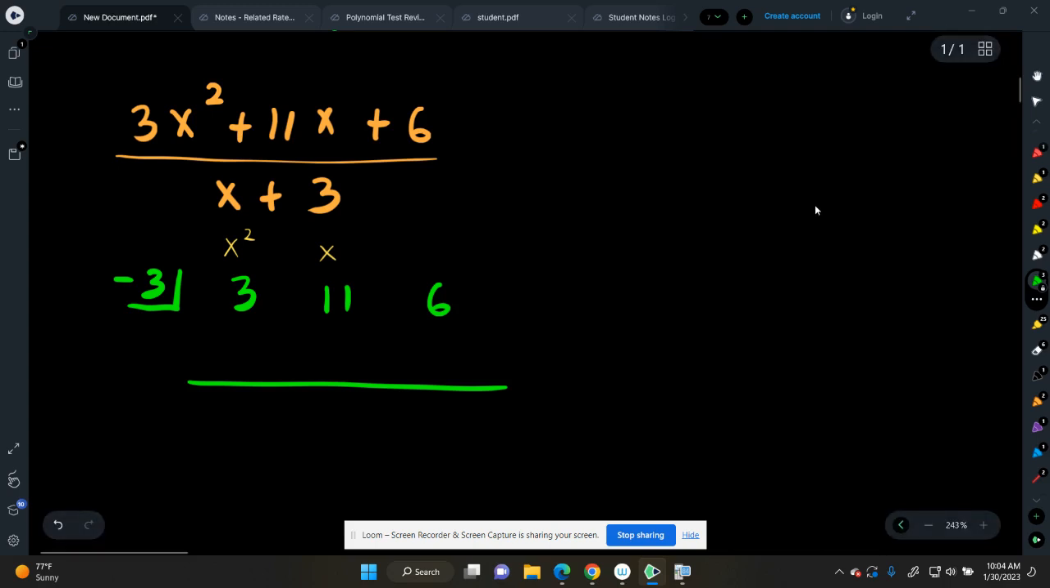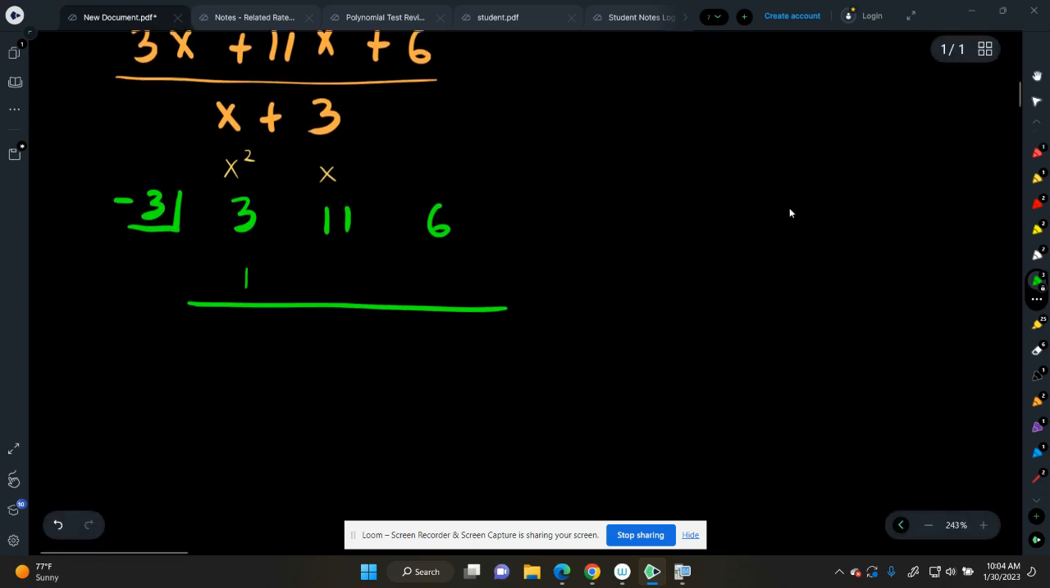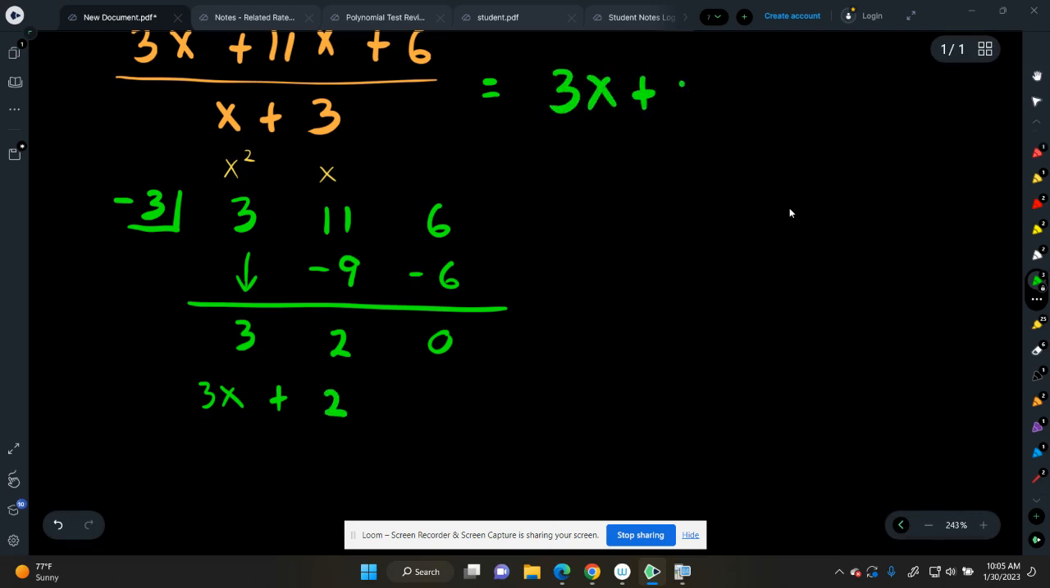Bring down the 3. And then negative 3 times 3 gives us negative 9. And then what do we do with that? 11 plus negative 9 is positive 2. Yeah, and we get negative 6. So what's our answer? This was x squared, which means now it's just plain old x, right? This was x, which means it doesn't have any x now. So it's 3x plus 2.